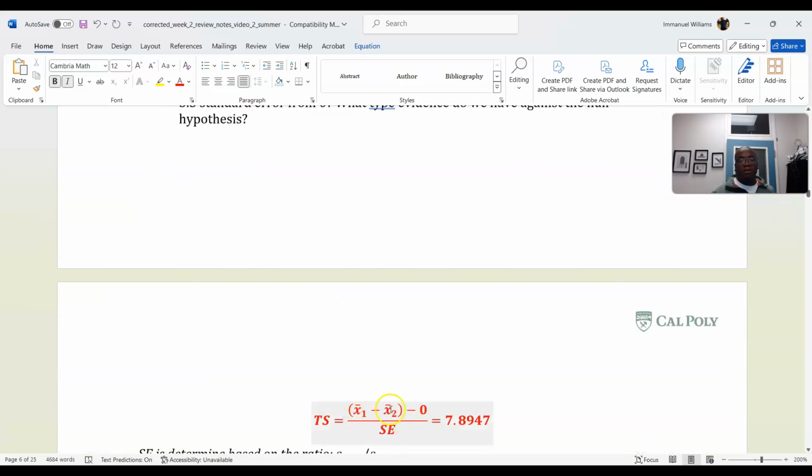Hopefully you were able to find the difference, the point estimate, right? That 5.2 divided by the standard error. You have to calculate that. It's a lot of work. 7.8947, which is what we got from our output as well.